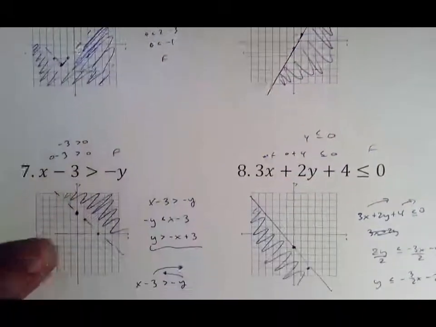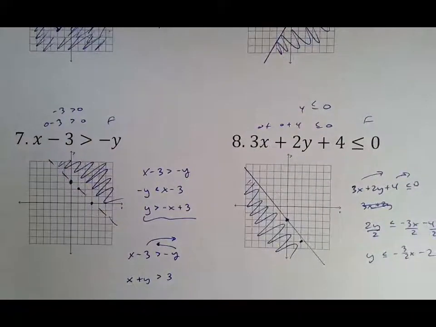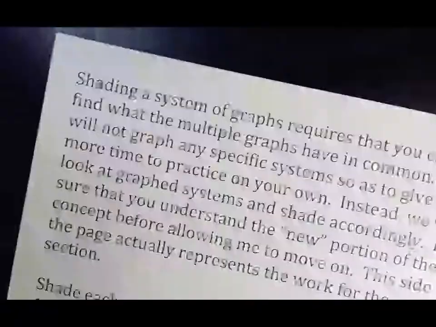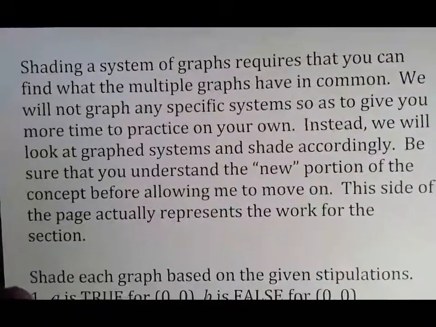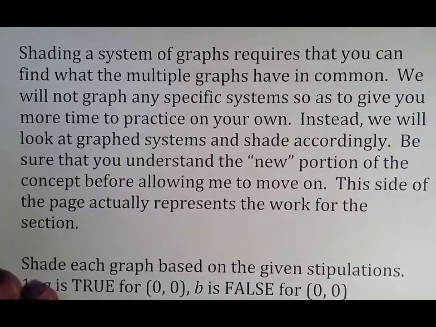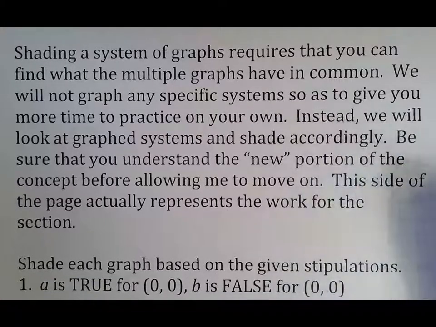And then the other three were just basically to make sure that you see the types of things that you need to be ready to do upon demand. Because I believe you saw graphs like that last chapter, whereas this time we're going to have systems of graphs, which means multiple graphs. So shading of systems of graphs requires that you can find what the multiple graphs have in common. We'll not only graph specific systems, so as to give you more time to practice on your own. Instead, we'll look at graph systems and shade accordingly.